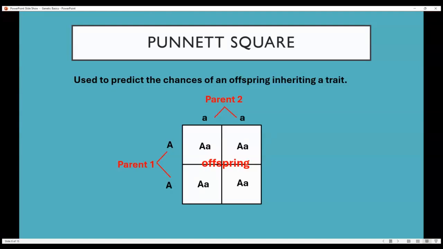Punnett squares are used to predict the chances of an offspring inheriting a trait. So the genotype of one parent is on the left-hand side, and the genotype of the other parent is at the top. And then everything else in the middle is for the offspring.